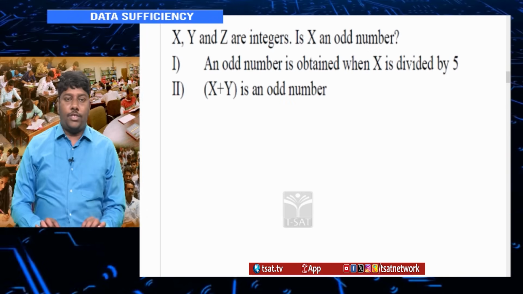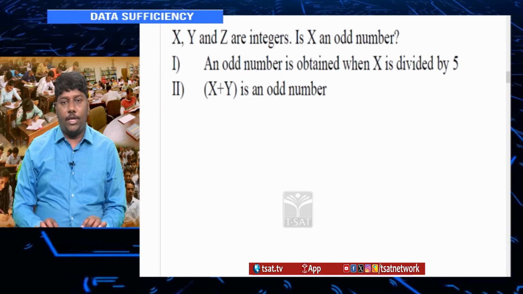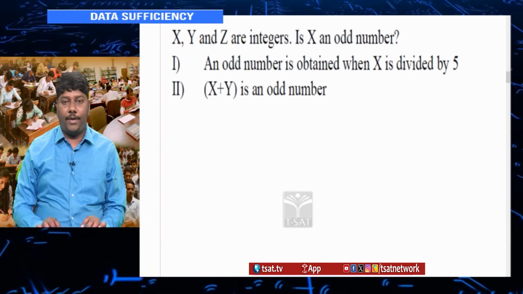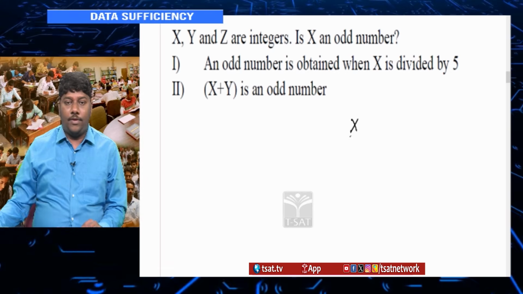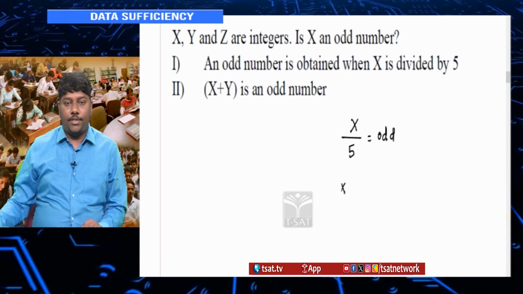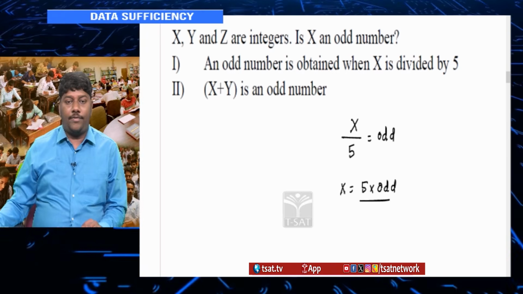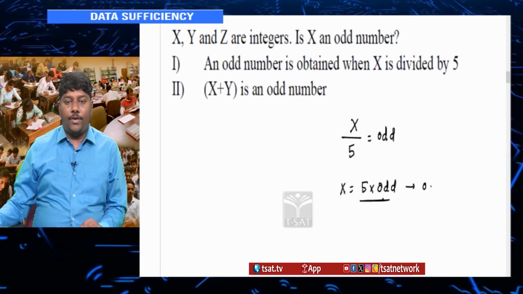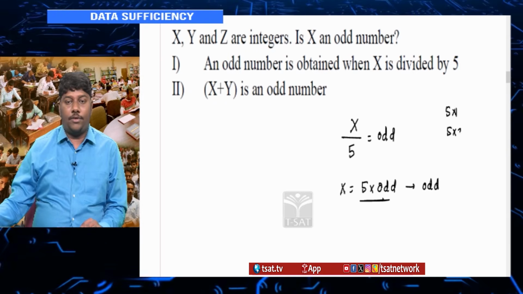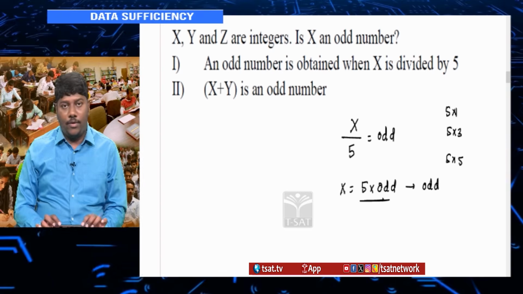Look at the question. The question says x, y and z are integers. Is x an odd number? He is asking you, is x an odd number? An odd number is obtained when x is divided by 5. When you divide x by 5, you get an odd number. So, what is x equal to? 5 into an odd number. 5 is also an odd number, therefore, odd number into odd number will always be an odd number. If you don't know, just check it. 5 into 1 is 5, 5 into 3 is also an odd number, 5 into 5 is also an odd number. Therefore, statement 1 alone is sufficient.